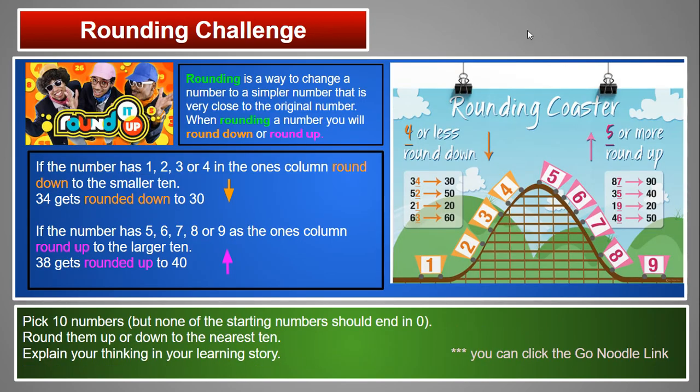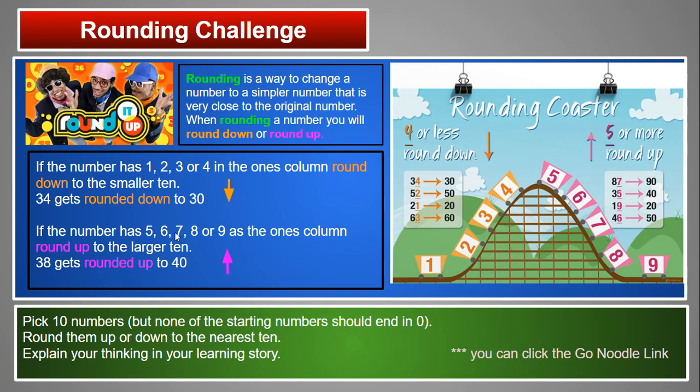The rounding challenge. You can watch this video here, which is quite fun actually. Rounding is a way to change a number to a simpler number that is very close to the original number. When rounding a number, you will round down or round up. If the number has 1, 2, 3, or 4 in the ones column, round down to the smallest 10. So 34 gets rounded down to 30 because 4 is in the ones, so we go down to the nearest 10, and the nearest 10 is 30.